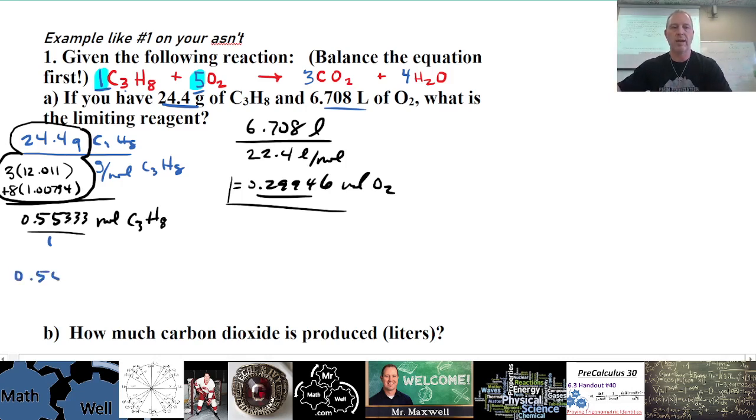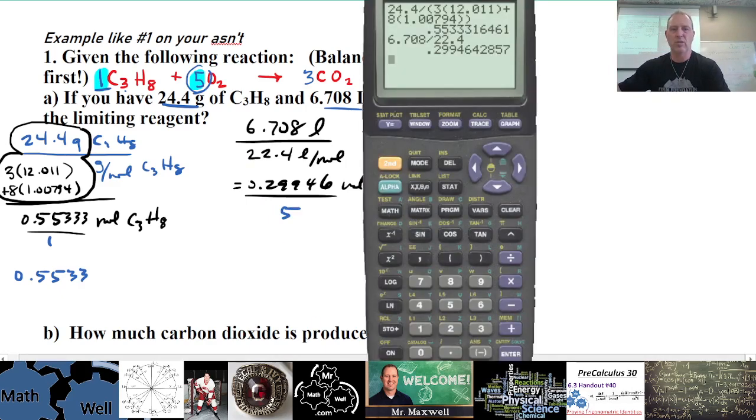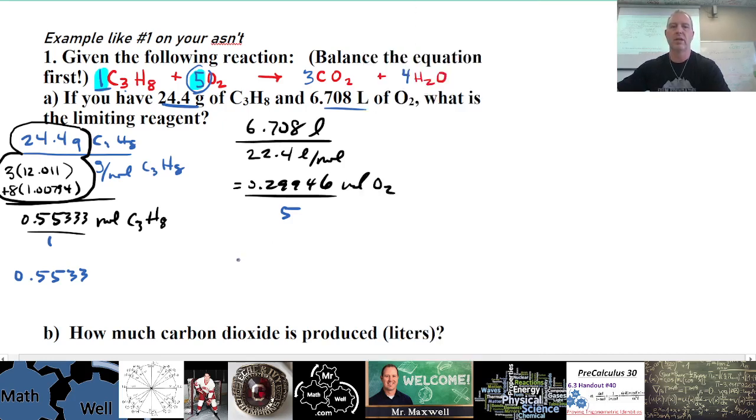So this is 0.5533. Now we're not going to necessarily use these numbers later, but for the purposes of finding the limiting reactant, I think this is the easiest and best way to do this, okay? So this is my go-to way. Now divide this by 5, and again, you get sort of this unitary rate. Okay, so what is 0.299? Okay, I've got it up there. Awesome. Divided by 5 is 0.05989.